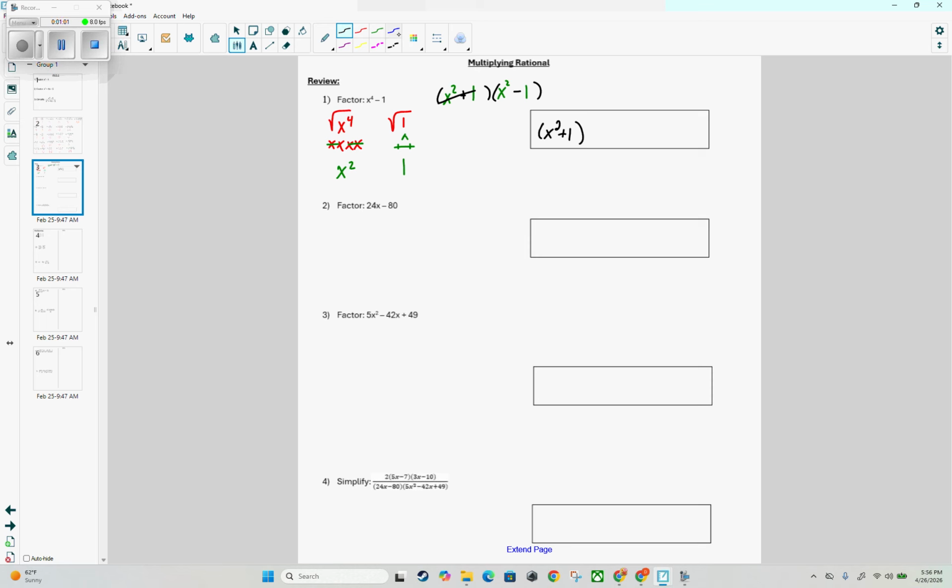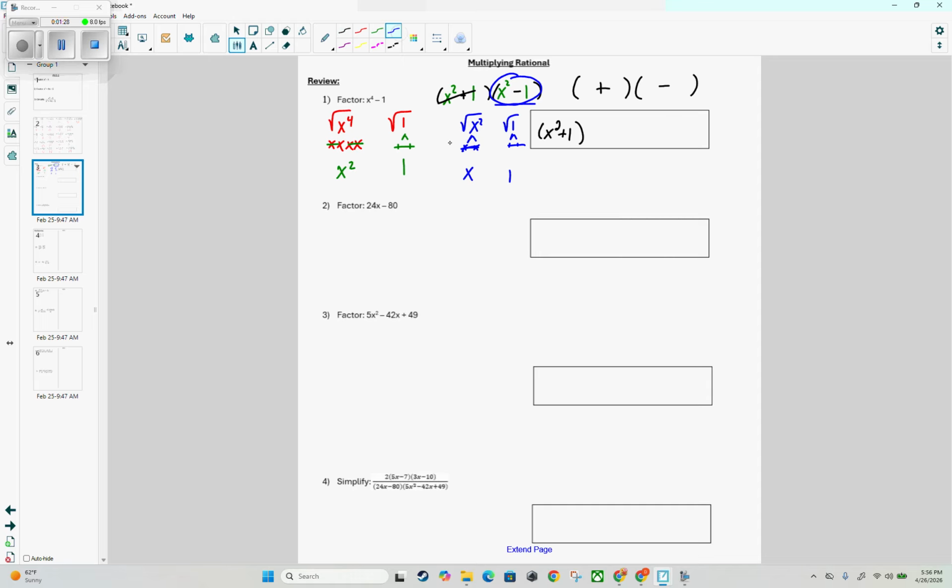But this one here is a subtraction, so I'm going to do the exact same thing again. I'm going to see if I can square root x squared, and if I can square root 1. So x squared breaks down to 2 x's, so I can take 1 out. That worked out. And 1 again is 1 times 1, a pair of 1s. So this one breaks down again into another set of parentheses, which will be plus and minus.